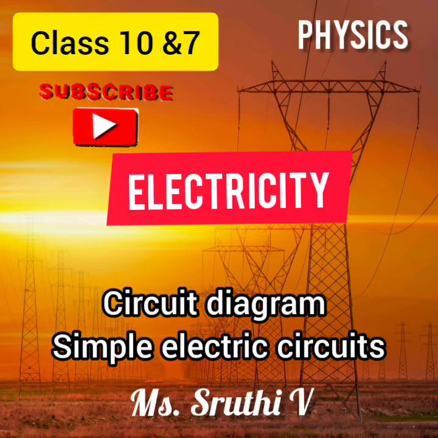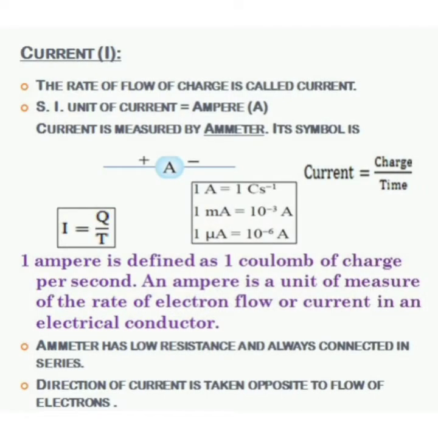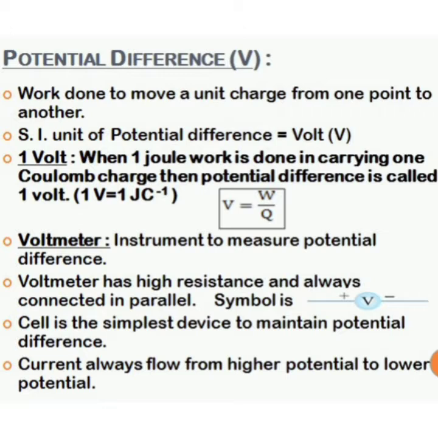Circuit diagram, simple electric circuits. When two charged bodies at different electric potentials are connected by a metallic wire, then electric charge will flow from the body at high potential to the one at low potential. This flow of charges in a metallic wire constitutes electric current.